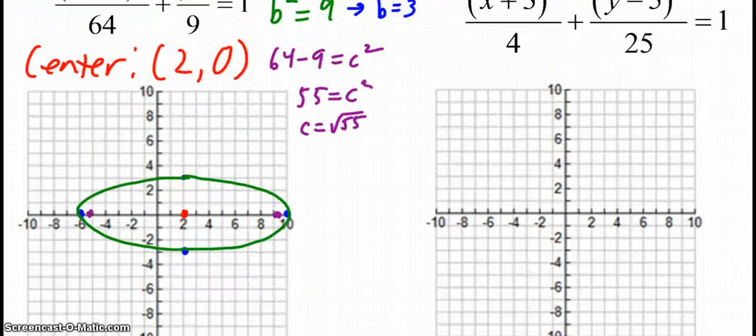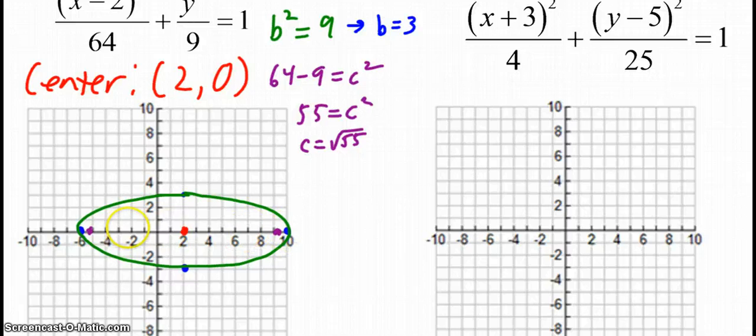And so again, I knew that because since it's a horizontal major axis, the foci are going to relate to the x value of the center, and the y value won't change. If this was a vertical major axis, the foci would relate to the y value of the center, and the x value will not change. So this would be my graph.